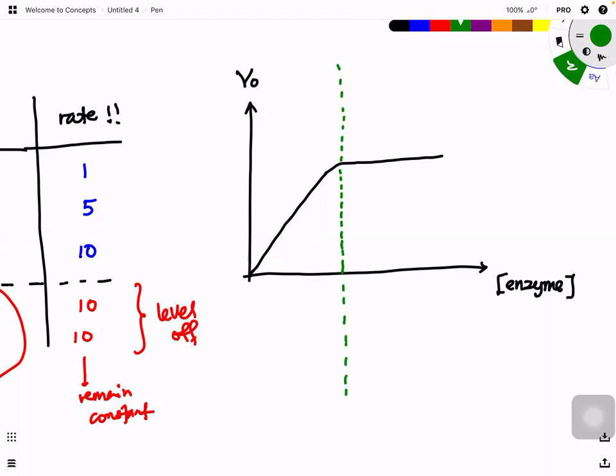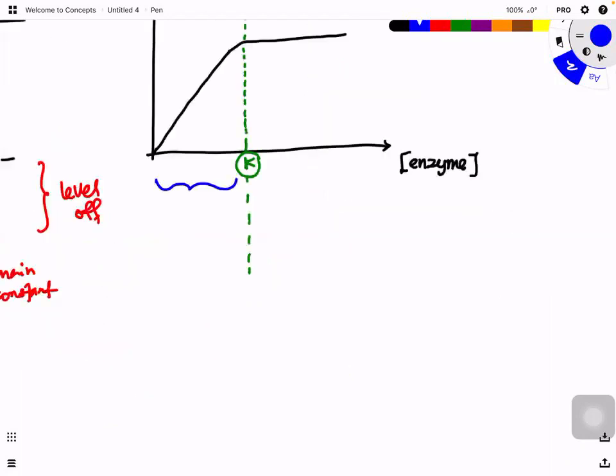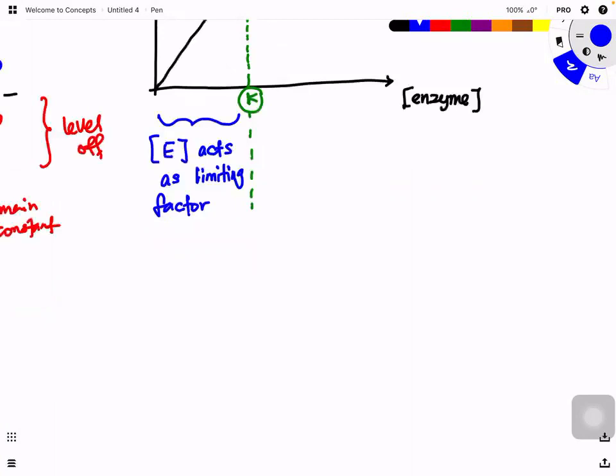Okay, so if I put it here, K concentration. So below K concentration, what will happen? Below K concentration, this part, enzyme concentration actually acts as the limiting factor. Okay, enzymes act as the limiting factor. So why? Because enzyme is actually less than substrate. Correct or not? Not enough enzyme to do the work for me. Are you clear? So enzyme is less than substrate.